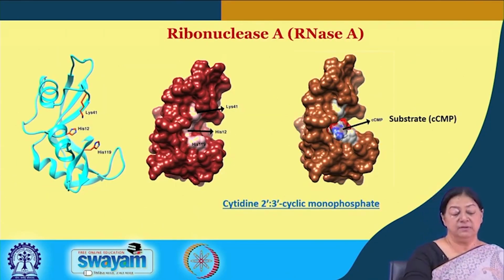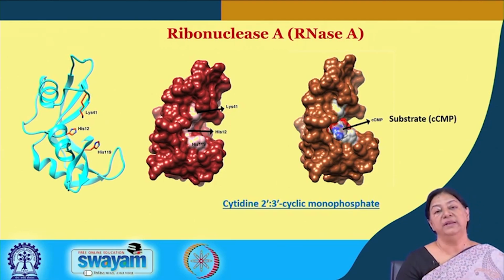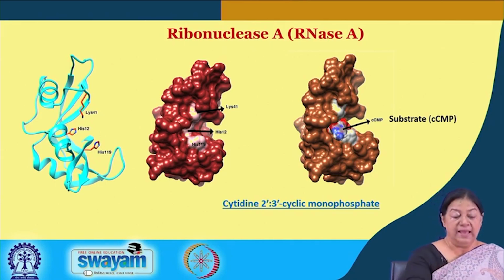In the specific example that we looked at in the last class, this is ribonuclease A. Ribonuclease A is a protein that is involved in our RNA degradation. It is an extremely important protein in the body, and this is the active site. These are the most important residues in the active site: histidine 12, histidine 119 and the lysine.